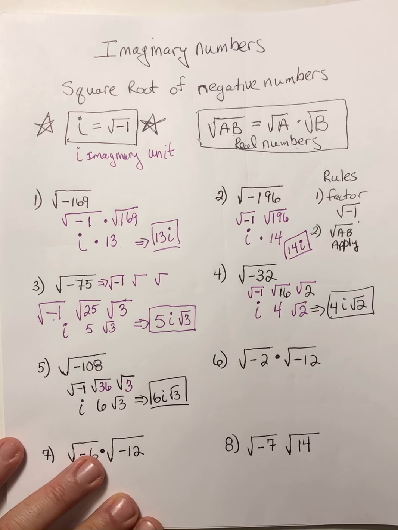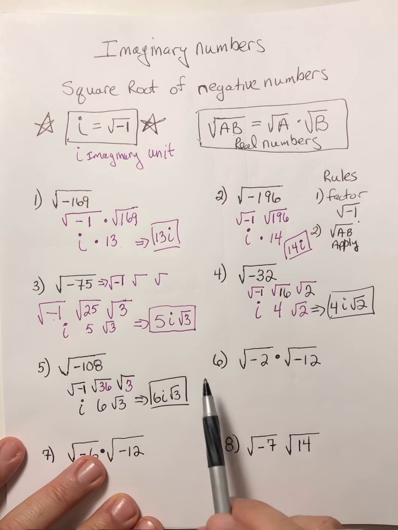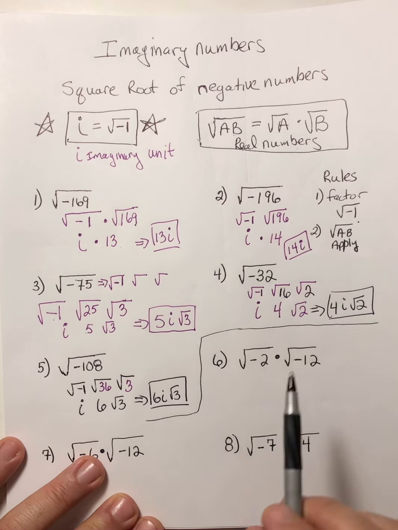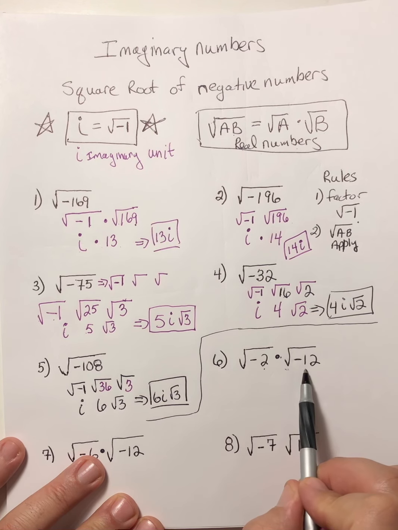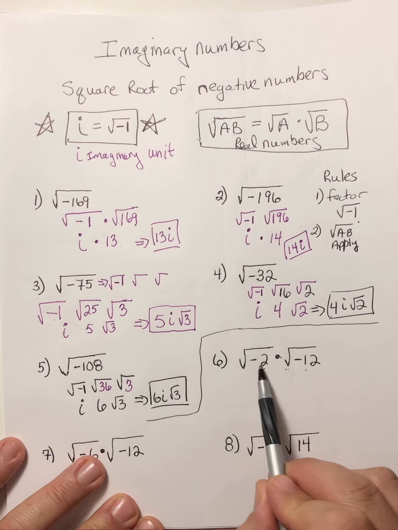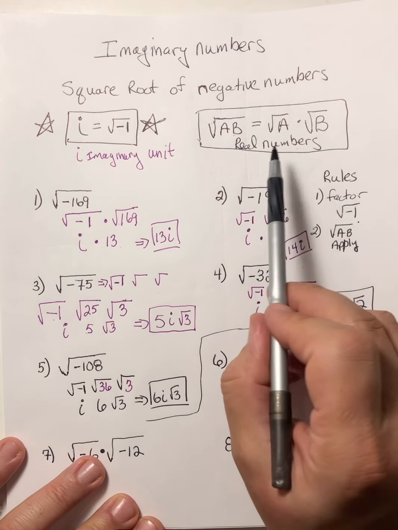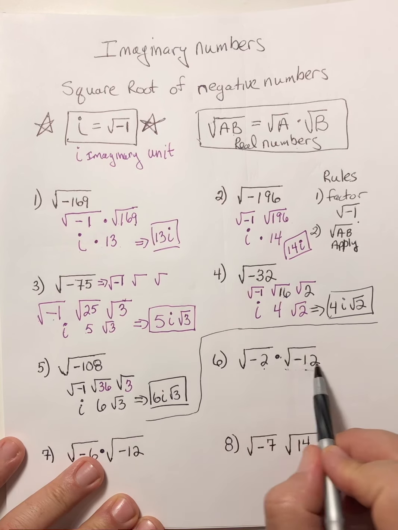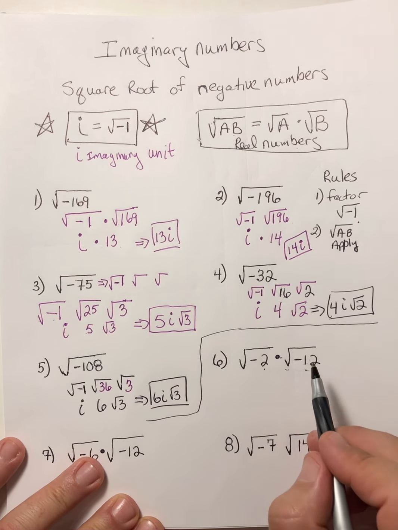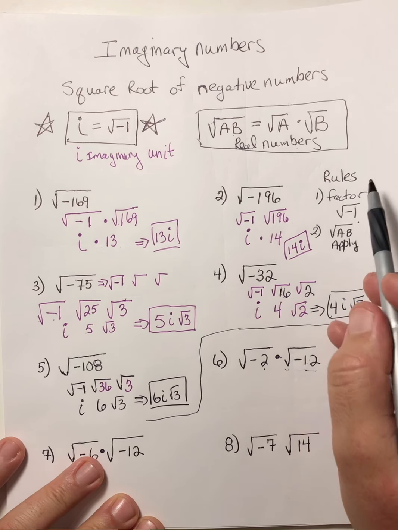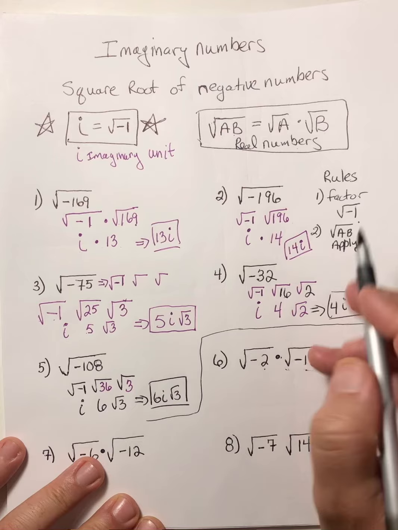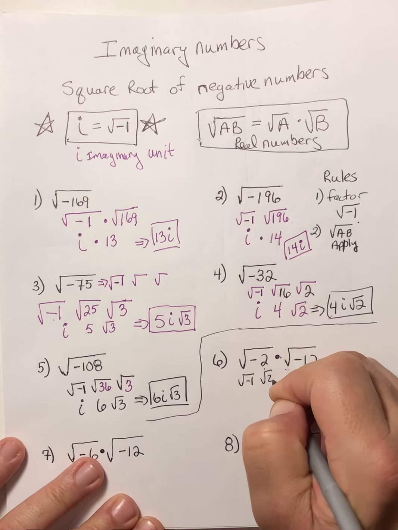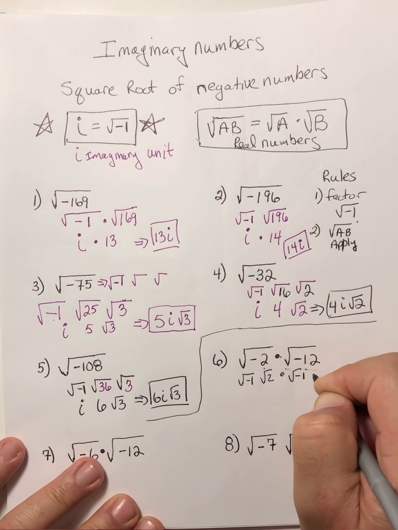Okay? Now let's look at number 6. Number 6 is different. Number 6 says the square root of -2 times the square root of -12. I cannot just multiply these together, because that product is only for real numbers. This is not a real number. This is not a real number, so I cannot multiply them together right now. We still have to follow our rules. We have to factor out the -1. So this is saying square root of -1 times the square root of 2 times the square root of -1 times the square root of 12.